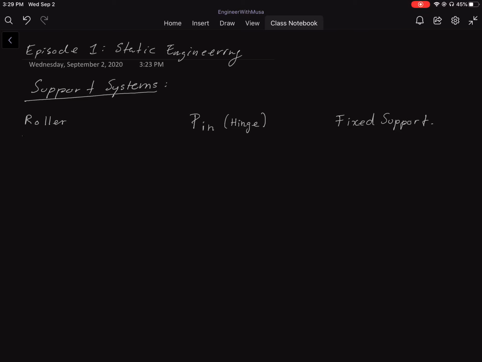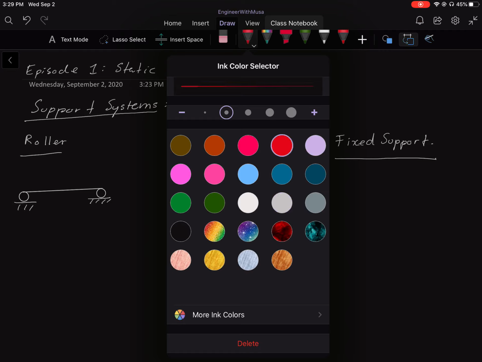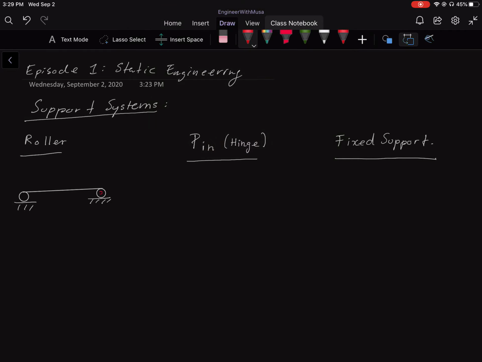Okay, so let's start with each of these images. So if you were to look at a structure, you would see that a roller is, we have a beam attached to two rollers. So these are essentially circles. These are what the rollers are here, these red circles.